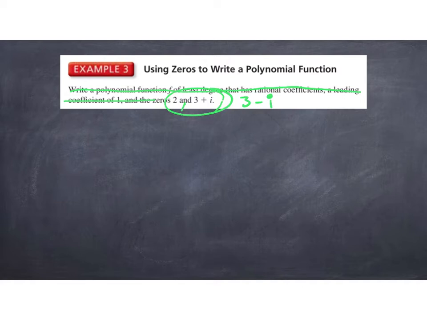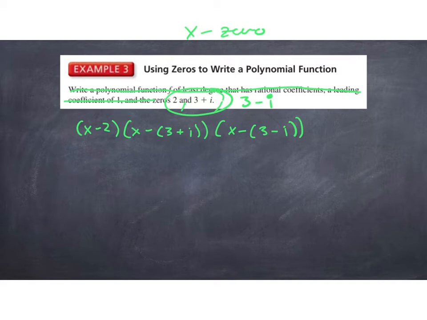We write these in linear form, so we have x minus 2, x minus (3 plus i), and x minus (3 minus i). So it's always x minus our 0. And by 0, I don't mean the actual number 0, I mean one of our solutions as 0.